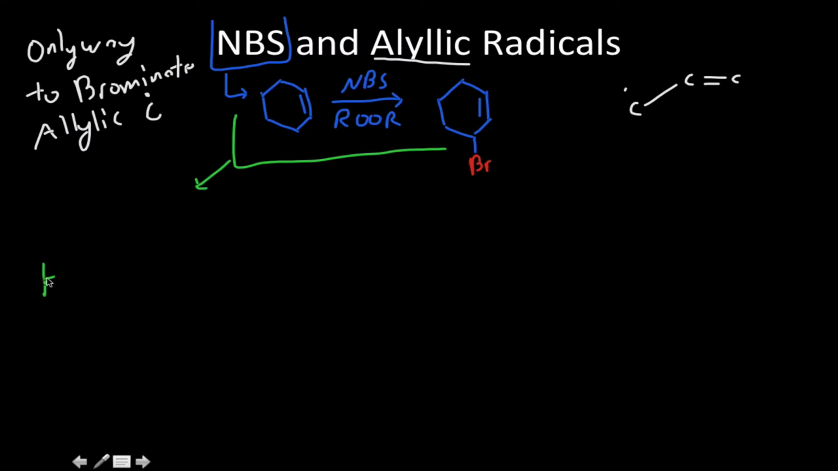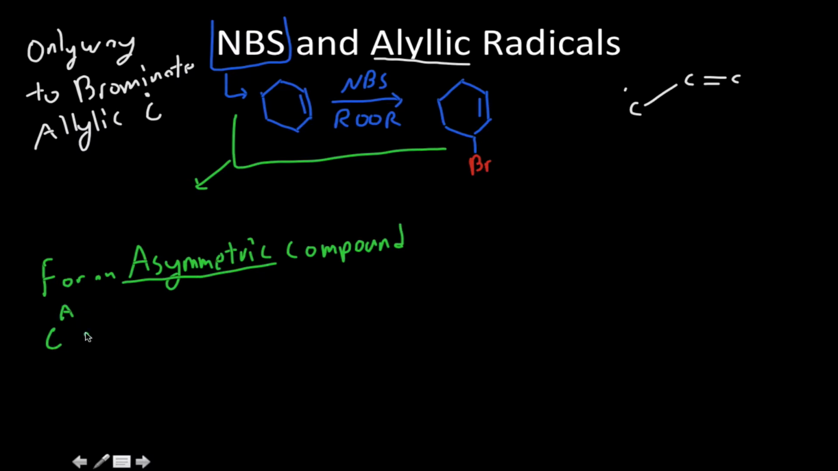So if we have an asymmetric compound... this is a symmetric compound, so this is the only product that we get. But if this was an asymmetric compound, you take the number of allylic carbons, so I'm just going to say Ca, whatever number, how many of those you count, you multiply that by 2, and that's going to give you the number of isomers that you're going to get from that reaction.